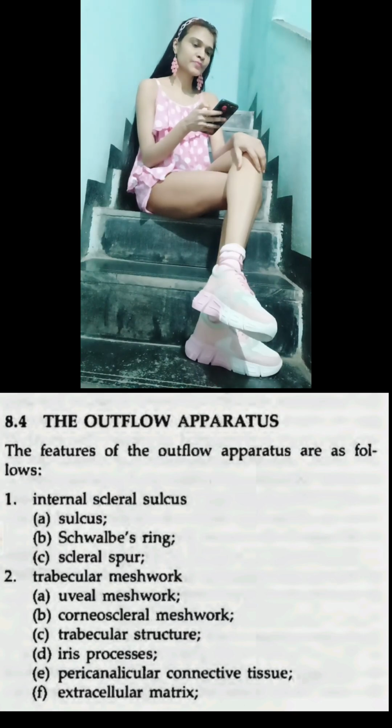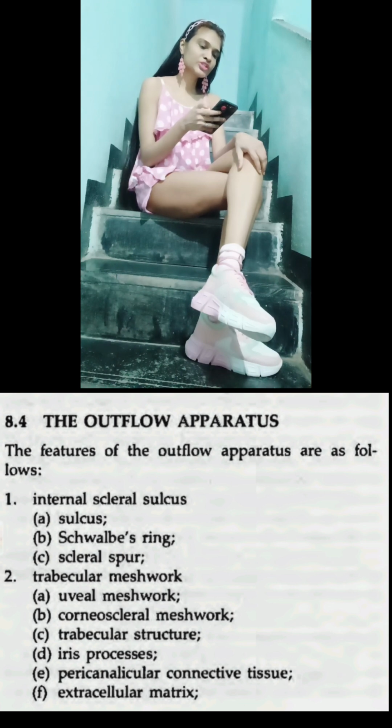Chapter 8, Anatomy of Anterior Chamber and Drainage Angle. Page number 282. The outflow apparatus. The features of the outflow apparatus are as follows.